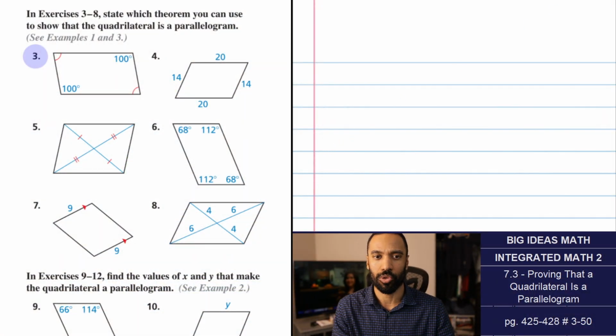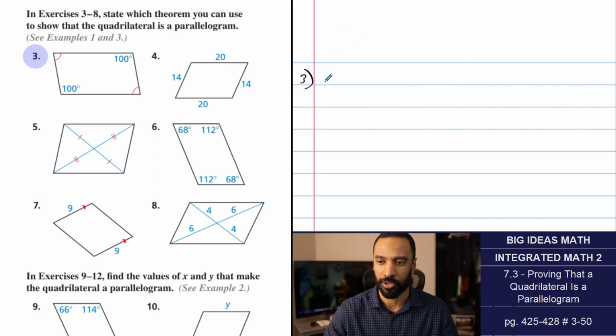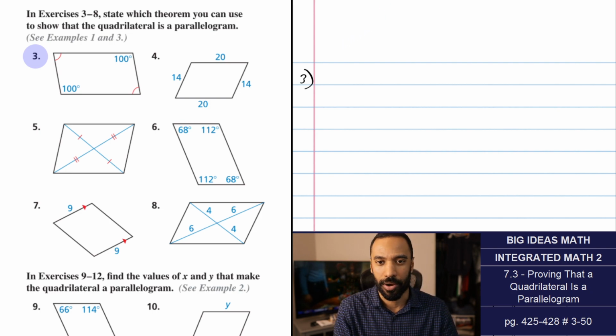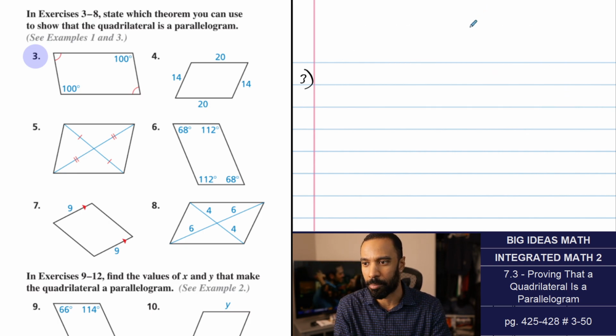We're going to start with numbers 3 through 8. State which theorem you can use to show the quadrilateral is a parallelogram. Oh, I didn't put in congruent. I already forget the names. Let me paste it in here. Do I have it? Parallelogram, opposite angles.